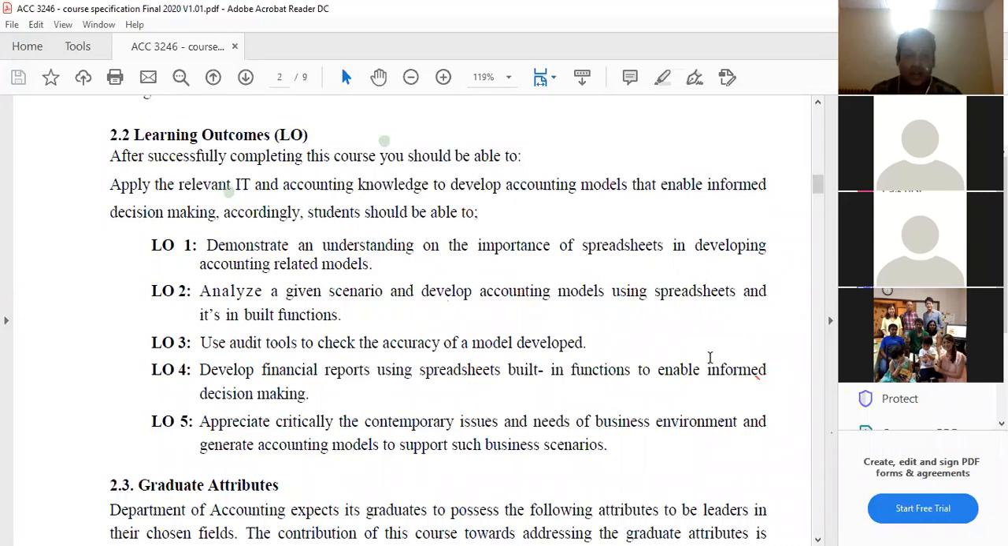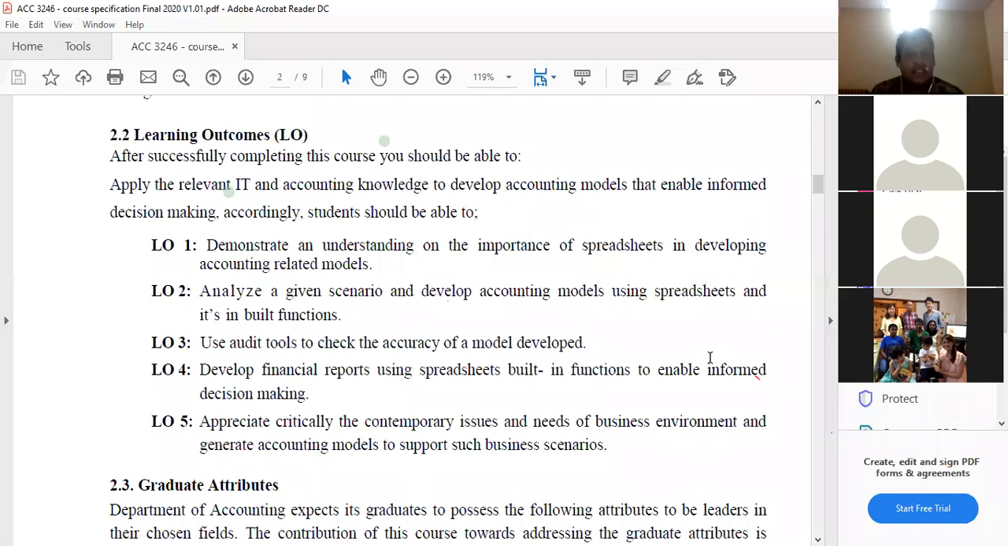Having developed a particular model, you should be able to ensure its accuracy. Then you should develop financial statements using spreadsheet built-in functions to enable informed decision making. As far as financial reporting is concerned, our ultimate output is going to be the financial statements. So in this course, you're going to learn how to develop a model for the preparation of financial statements: the statement of profit or loss, the statement of changes in equity, and the statement of financial position.